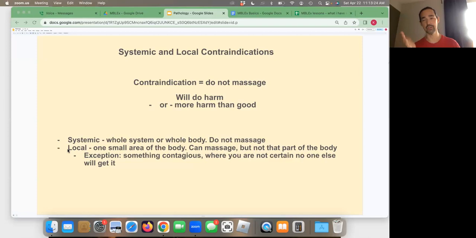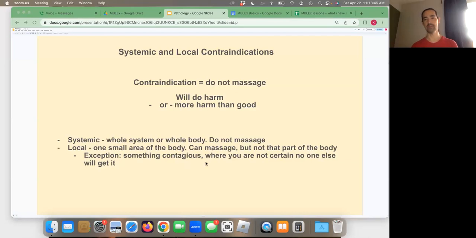Because if something goes wrong, you need to be able to show, look, I went by the doctor's instructions. I went by the book. Local means one small area of the body. So local is just one area. You can massage the client. You can treat the client, but not that part of the body for which there's local contraindication.